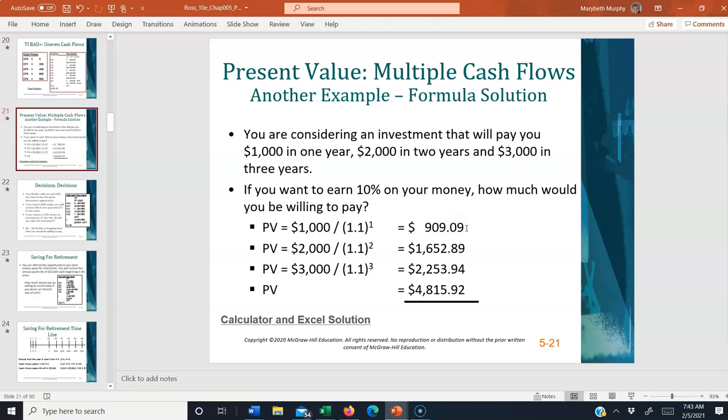Again, that reasonableness check: am I using the right formula? This value should be less than what I'm going to get at the end of 1 year, because this value is going to earn interest to get me up to that $1,000 at the end of the first year. $2,000 divided by 1.1 squared gives me 1,652.89. $3,000 divided by 1.1 to the third power gives me 2,253.94. Add those all together, it gives me 4,815.92.